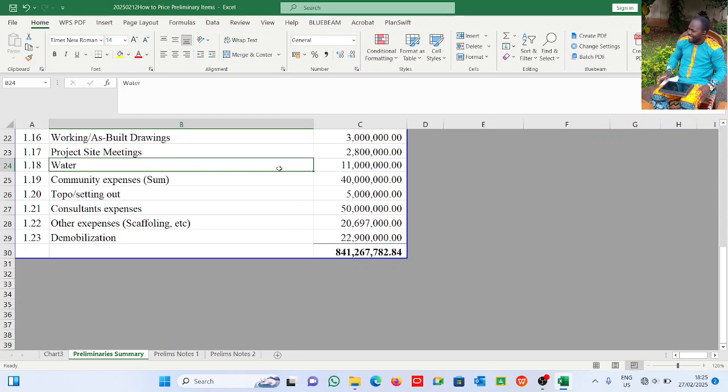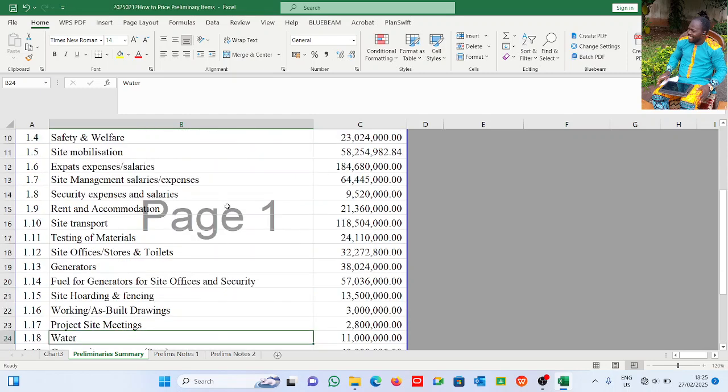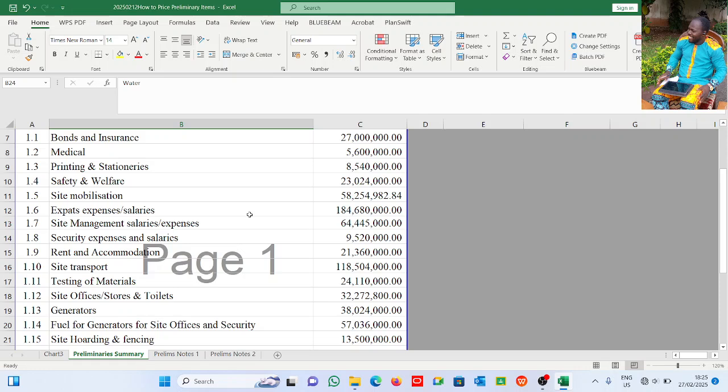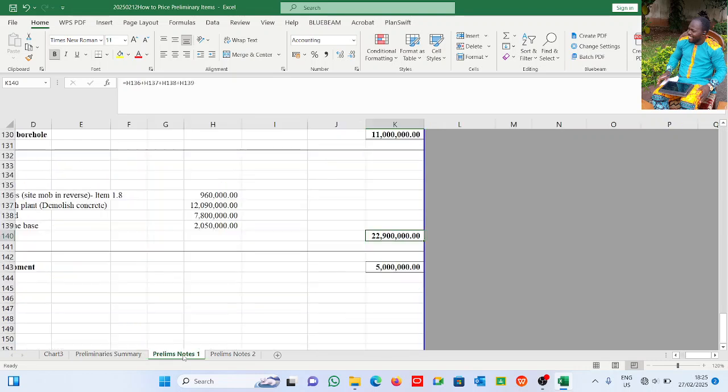So basically, in your preliminaries, you have to allow for everything allowable. Now there are no project vehicles here for the consultant. There are no laptops for the consultant. If the project allows, you need to include them in the preliminaries. Laptops for the consultant, project vehicles, everything has to be in your preliminary. So this is how you price preliminary.